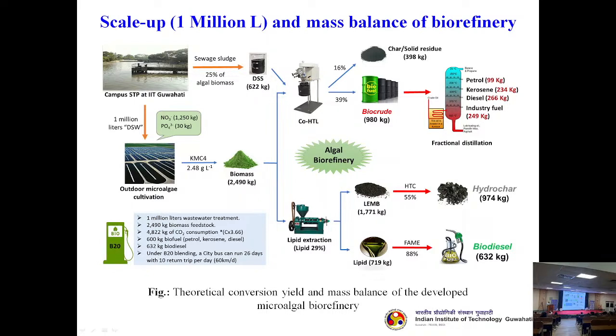Then come down here, you see we extracted the lipid. It goes to biodiesel. We get 632 kilograms of biodiesel, and again whatever the LEB, that's the lipid extracted biomass, 1771 kilograms converted to hydrochar, we got 970 kgs of hydrochar. Just see how many products. Start with petrol, kerosene, diesel, industry fuel, come down, hydrochar 974 kgs, then biodiesel 632 kgs. So this is the scale of the chemical mass balance. As I told in the beginning, the numbers will change when you actually do it on the ground level. Okay. So I think I'll stop here.